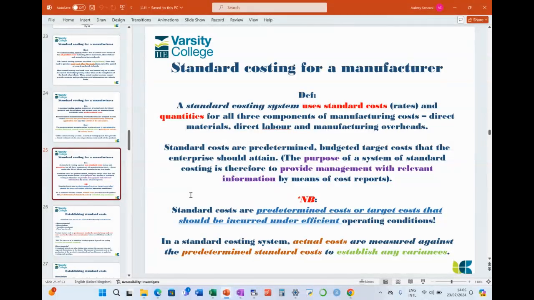So they should be fair estimates. We know they're not exact. We know they might not be 100% accurate, but they should be within reasonable means. In a standard costing system, actual costs are measured against the predetermined standard costs to establish variances. So everything that I've actually been going through is to get to this point, to justify, to really explain why we then analyze variances.